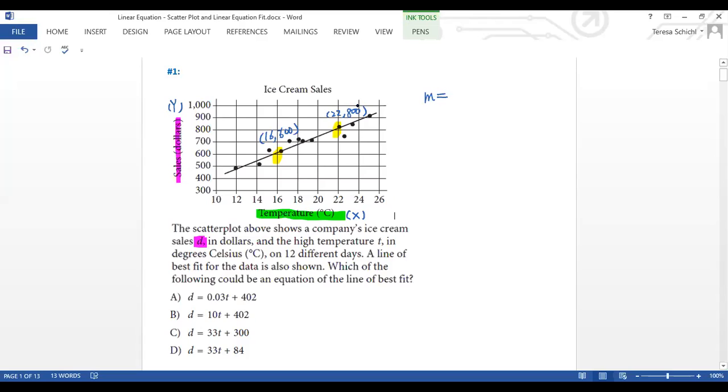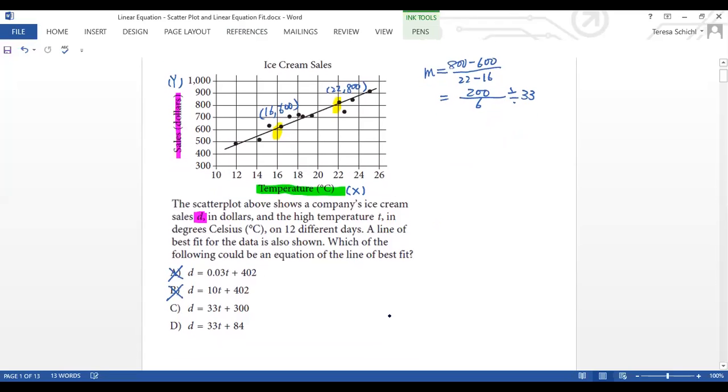So I have two points, so I can find the slope. The slope will be y2 minus y1 over x2 minus x1. So it's 800 minus 600 over 22 minus 16, which gives 200 over 6. That's close to 33. So you immediately know the slope has to be about 33. So you know this one is not going to work, and this one is not going to work either.